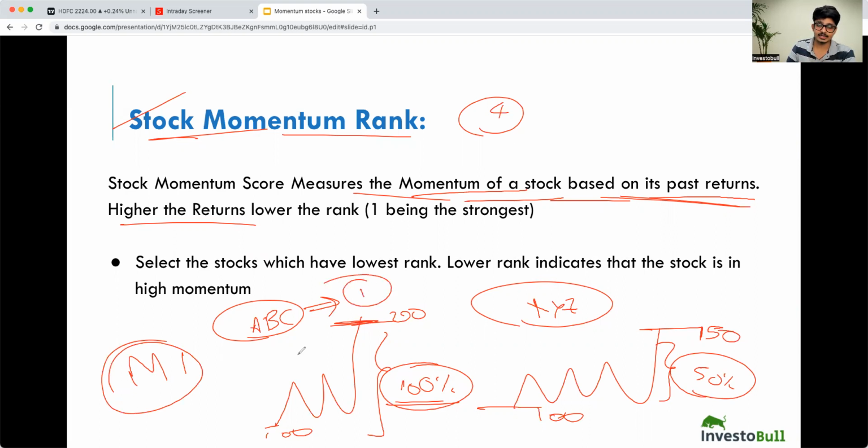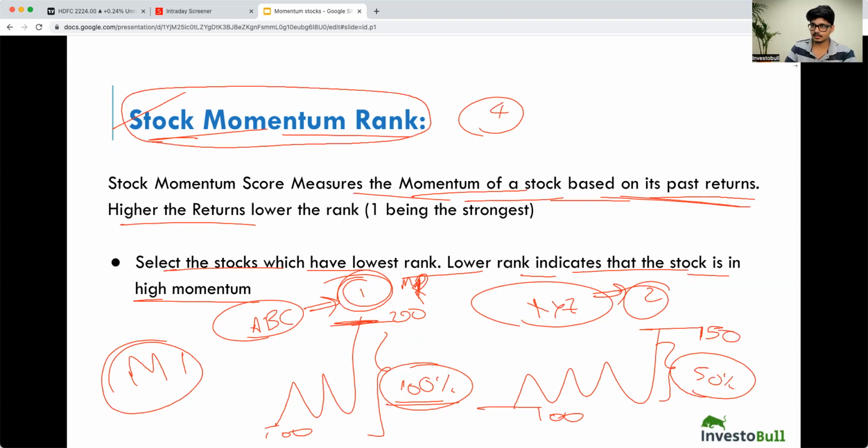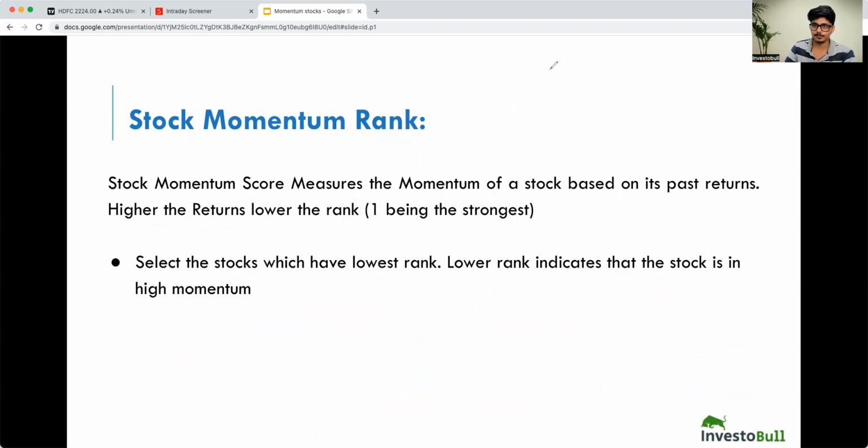So we'll give the first rank to ABC. That means for the momentum of these two stocks, if you have to give a momentum rank, we'll be giving first rank to ABC and second rank to XYZ. So select the stocks which have the lowest rank. A lower rank indicates that the stock is in high momentum. So that is what we have discussed right now in the video. I hope you guys have understood what stock momentum rank is and how we calculate it. It is calculated based on the past returns.